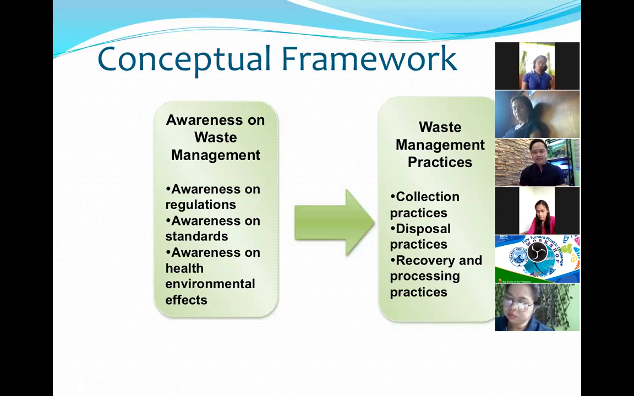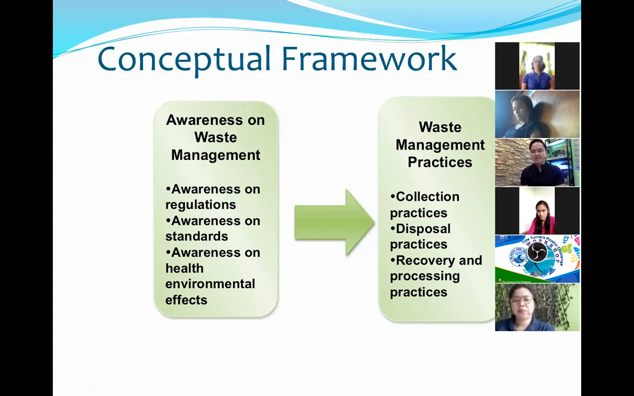How may the awareness of the respondents on waste management be described in terms of 1.1, awareness on regulations, 1.2, awareness on standards, and 1.3, awareness on health environmental effects? That is your number 1 question.